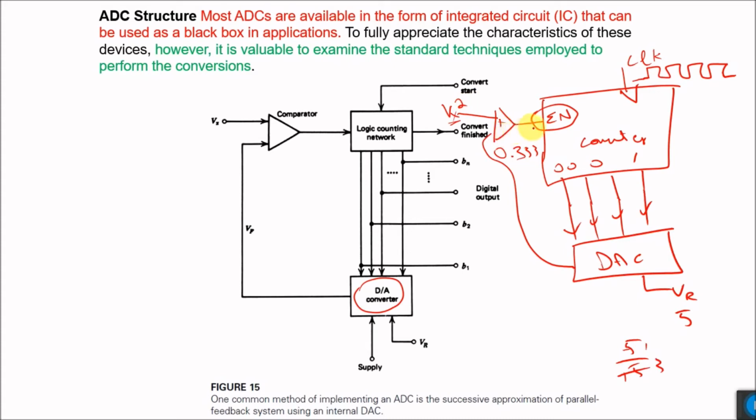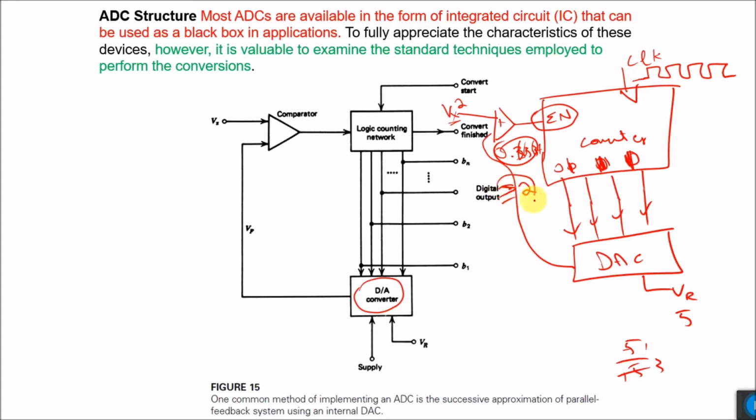So now again this enable will remain 1 and the next clock pulse will come. At the next clock pulse, this counter will further increment and it will become 0010, and again the DAC output will become 0.6667, and still it is less than 2, so it keeps counting up to 3 and then to 4, 100, and then to 110, 111. It will keep counting until the output of this DAC is equal to or greater than 2.